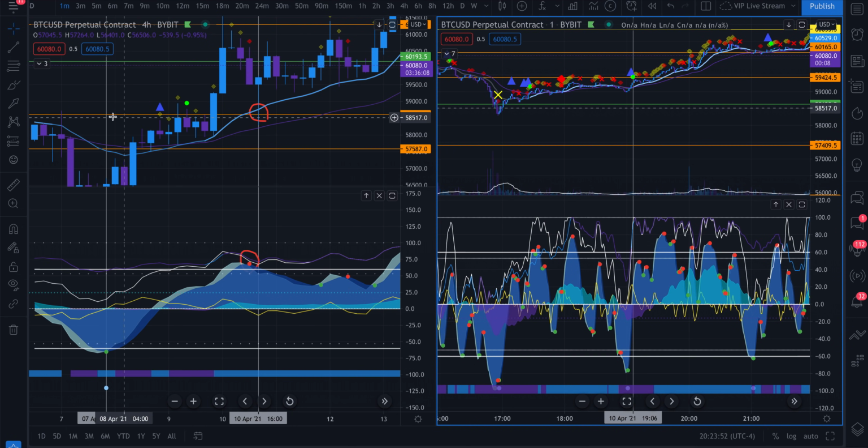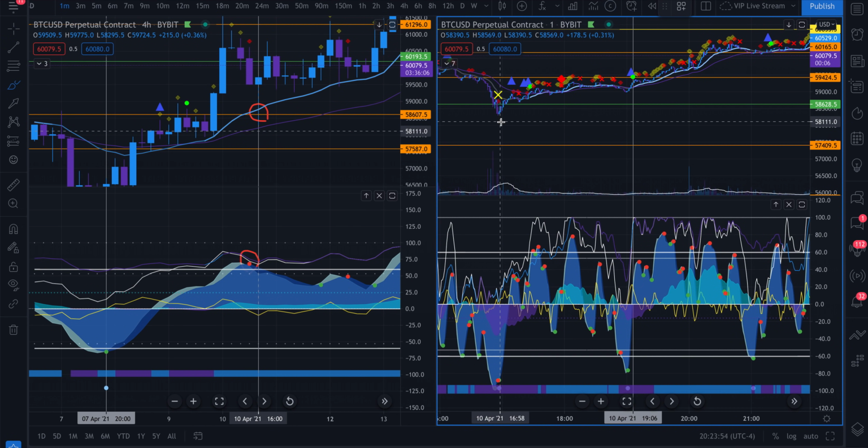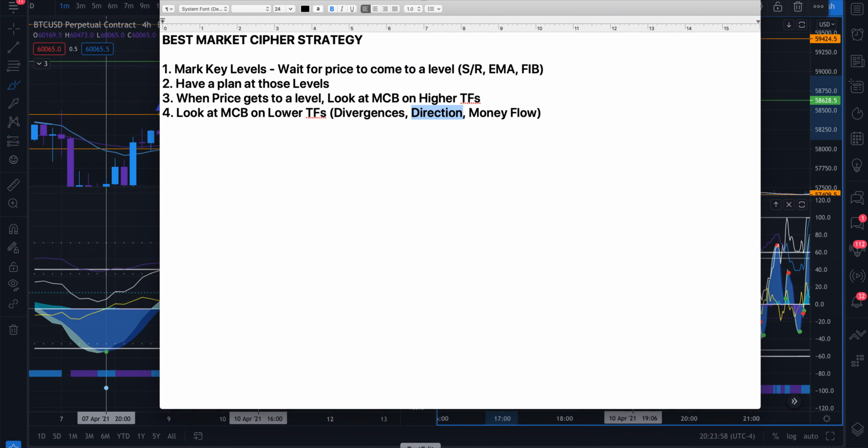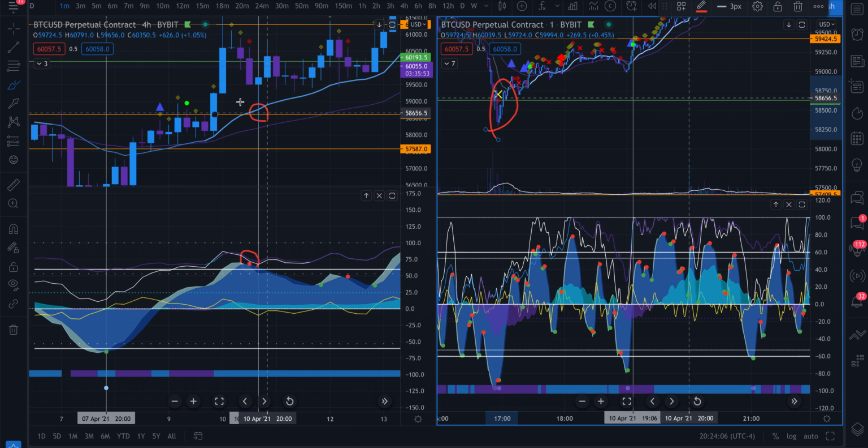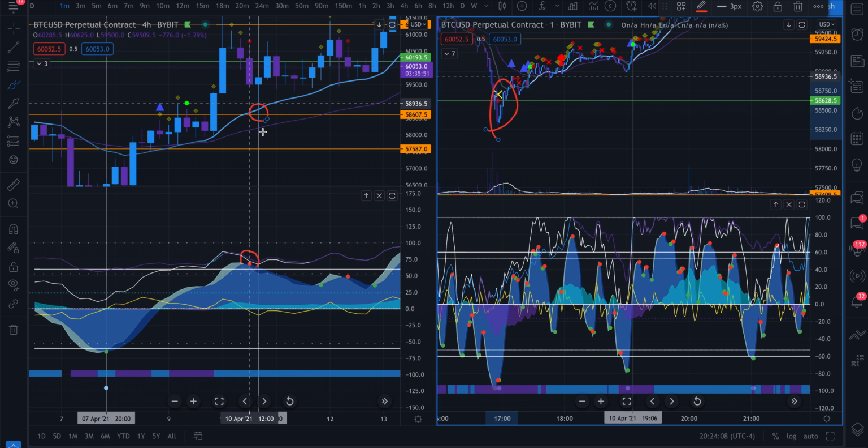Off this line, right? You can see it right here. We have all these yellow X's. We get the bounce. Boom. Now, because we already went through our process of marking our key levels and waiting for price to come to the level, we already had a plan that said when price comes down, if price touches this support or this 21 EMA, I will be looking for a long, right?